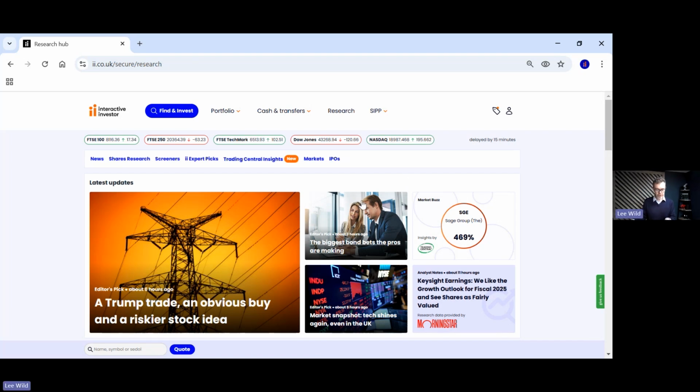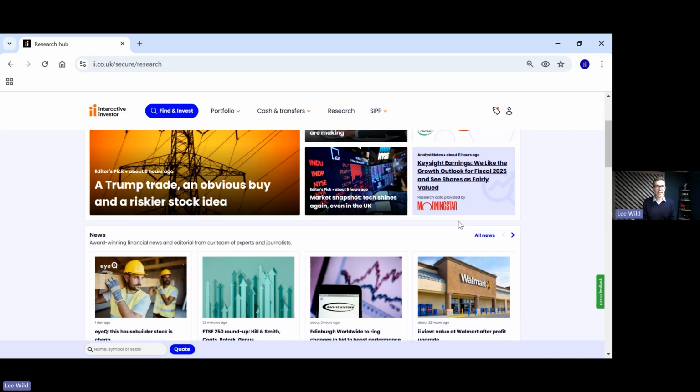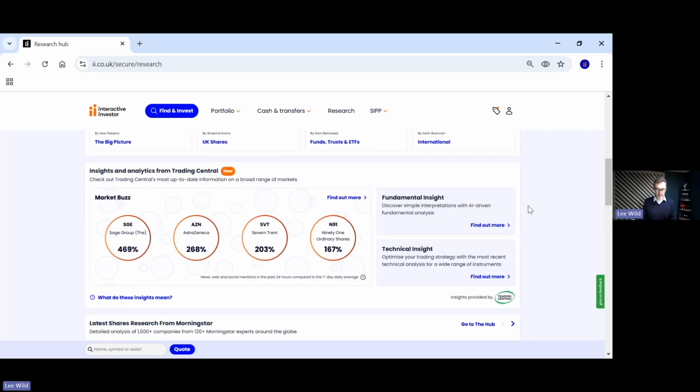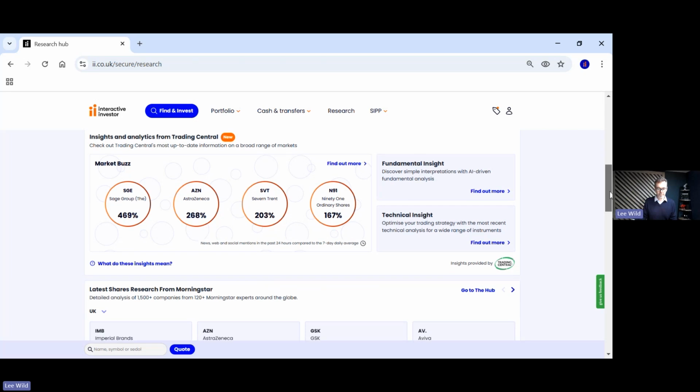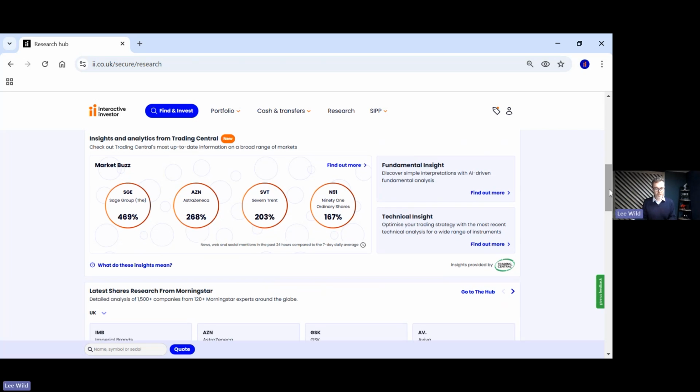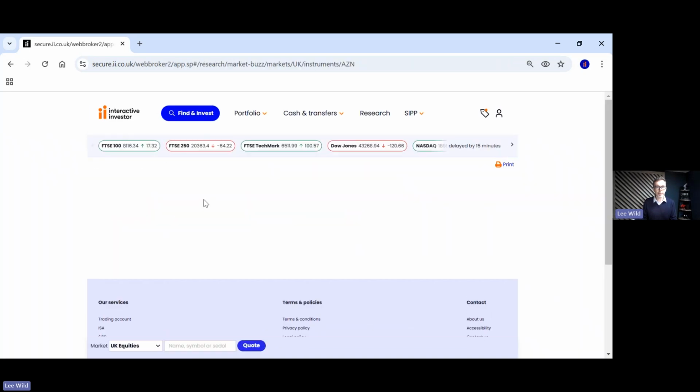You can scroll down the page. You can find the dedicated Trading Central section there in the middle, Insights and Analytics, and the Market Buzz rail there that has the 4 top buzzing UK companies. So if you click on an item, that takes you through to the detail page. Now let's click on something different. There's AstraZeneca, a popular company at the moment.